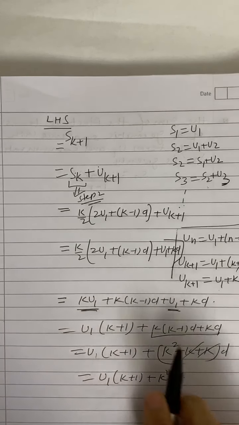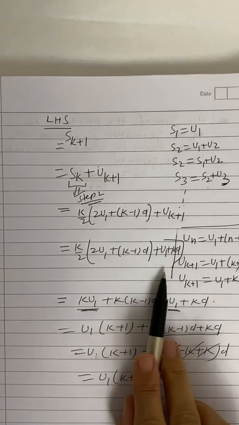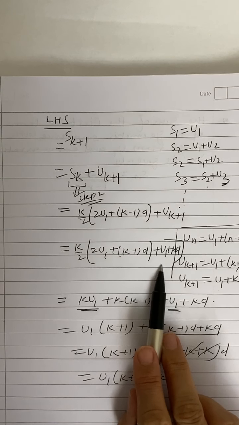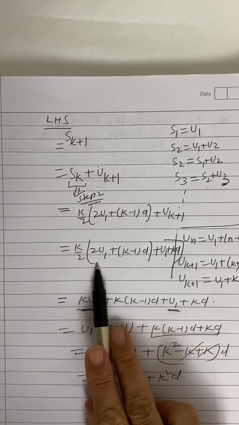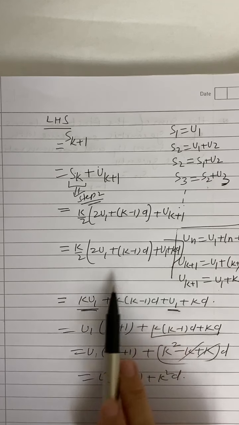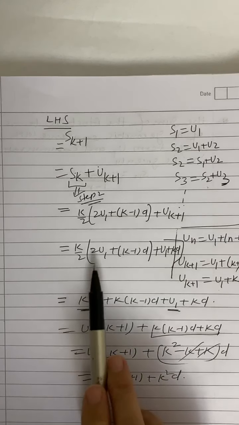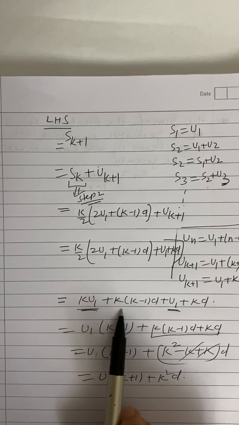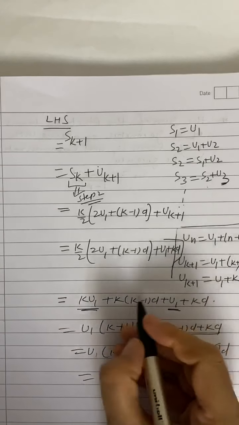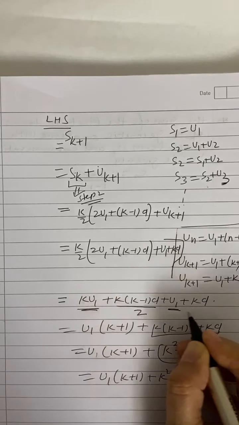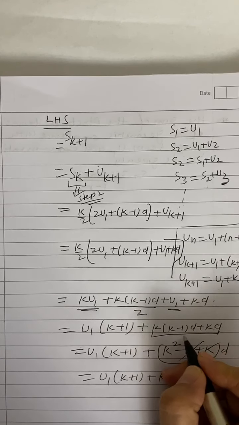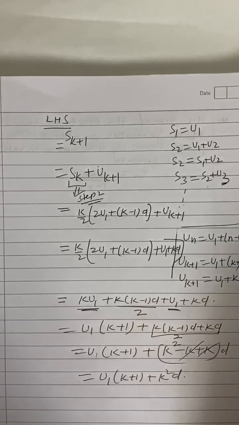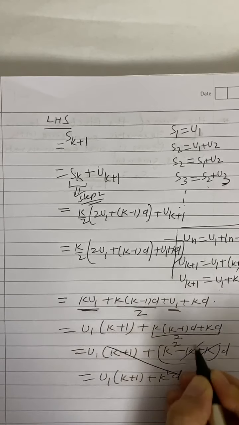Okay, let us check one more time here. We got u1 plus kd, yeah, and then we got here. Okay, so if I open it, this gives me k u1 plus k into (k minus 1) into d. I forgot to write 2 here, and u1 plus kd, which means there was a divide by 2, which I forgot. So this is not correct.